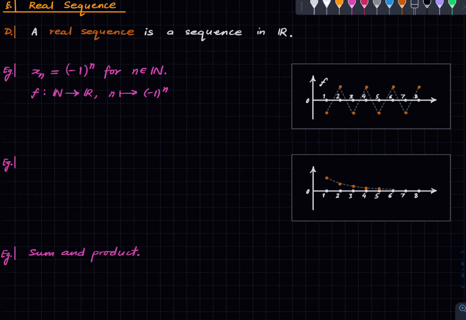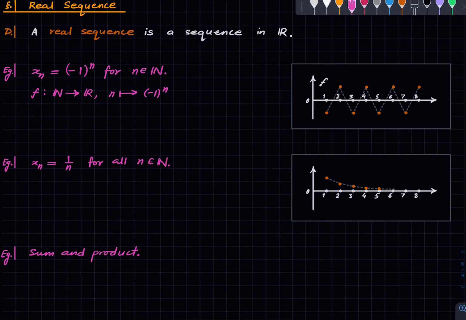And what does it do? At 1, it takes the value minus 1. At 2, it takes the value 1. At 3, it takes the value minus 1, and so on. So these dots are all that there is in the graph, but we have joined them using dotted lines just for visual convenience. So it's a very simple thing. And the other example is xn is equal to 1 by n for all n.